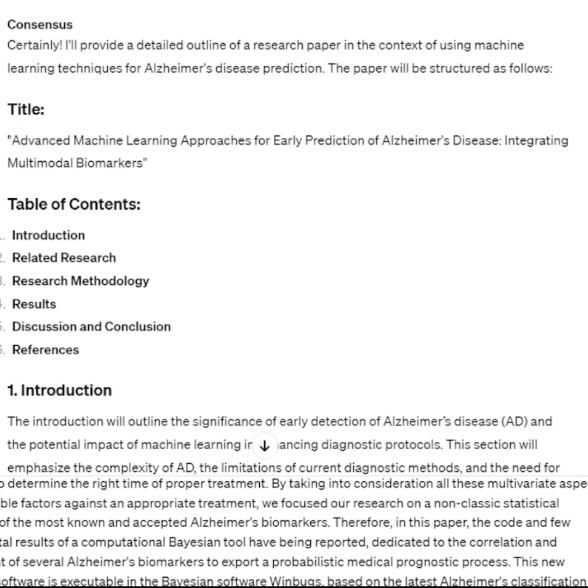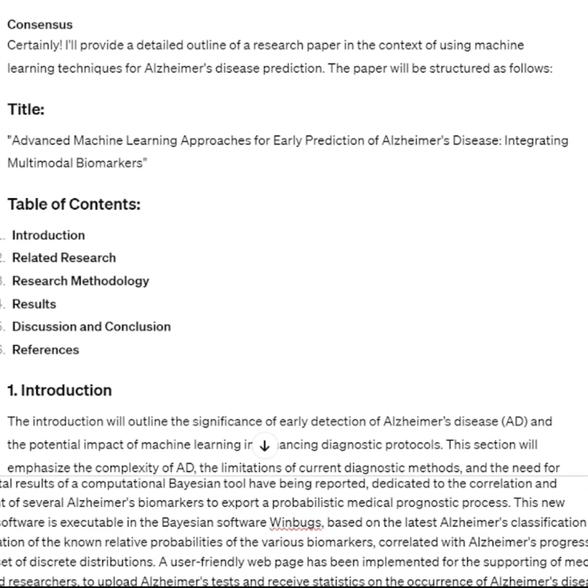2. Related research. This section will review existing studies focusing on various aspects of Alzheimer's prediction. Traditional diagnostic methods: overview of clinical assessments and biomarker evaluations currently used. Machine learning models: summary of recent research using machine learning and AI in predicting AD, highlighting studies that utilize neural networks, support vector machines, and other statistical learning methods. Multimodal approaches: discussion on the integration of genetic, neuroimaging, and physiological data in predictive models.